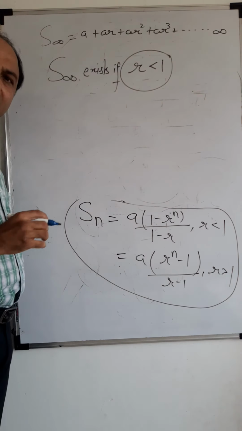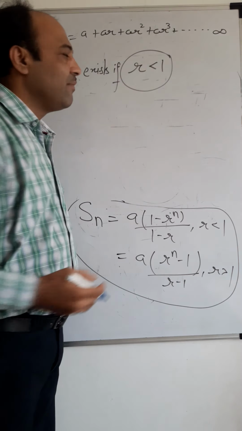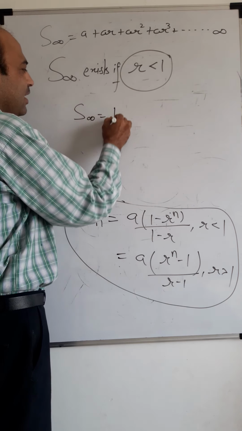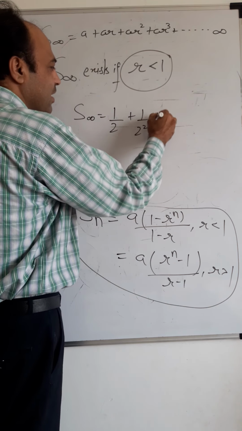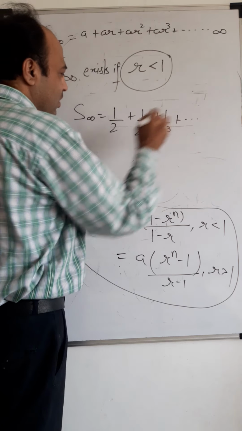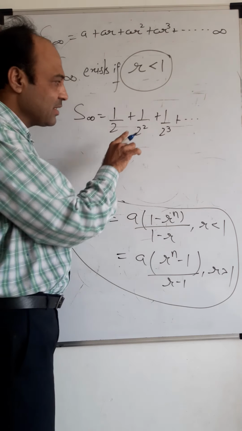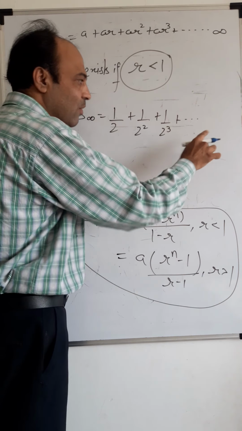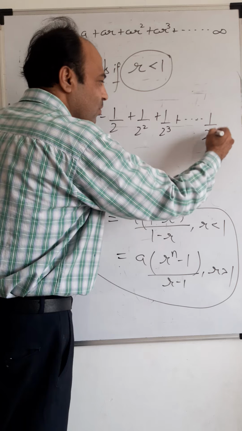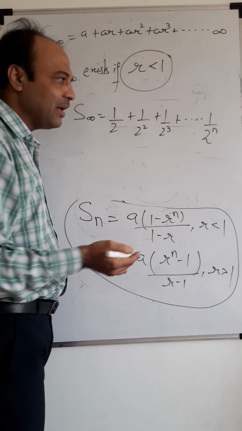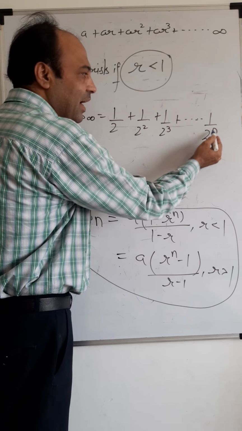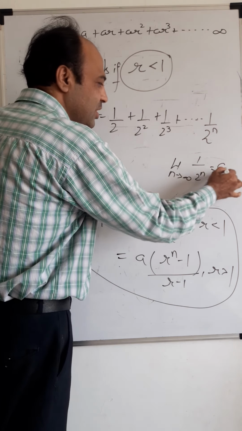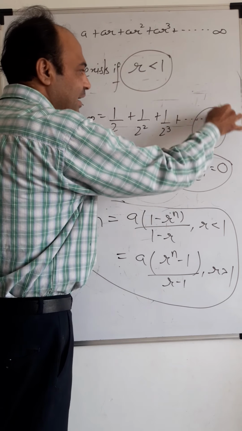Correct? Now the question comes: how can you say that when r is less than 1, S infinity will exist? Look at this one example. If I take 1 by 2, 1 by 2 square, 1 by 2 cube, and so on. Look at this sequence, which is in GP and is decreasing: 1 by 2, 1 by 4, 1 by 8, 1 by 16, and so on, the general term being 1 by 2 to the power n. Fine. So if we put n tends to infinity here, what will this quantity become? You know, in the limit, 2 to the power n becomes infinite, so this term becomes 0.